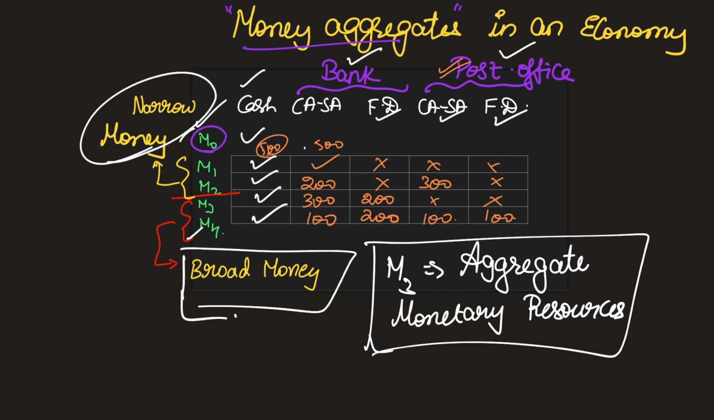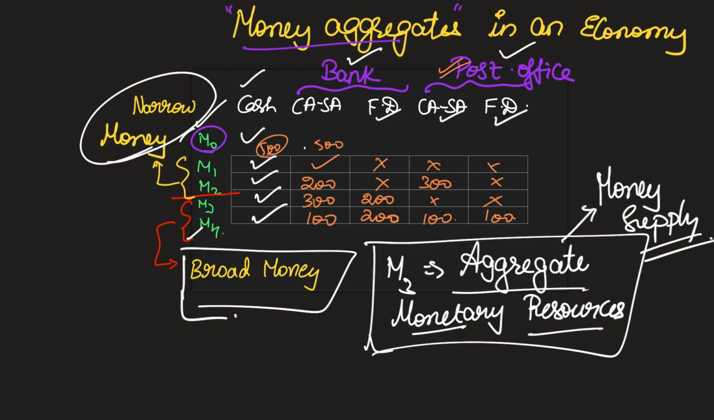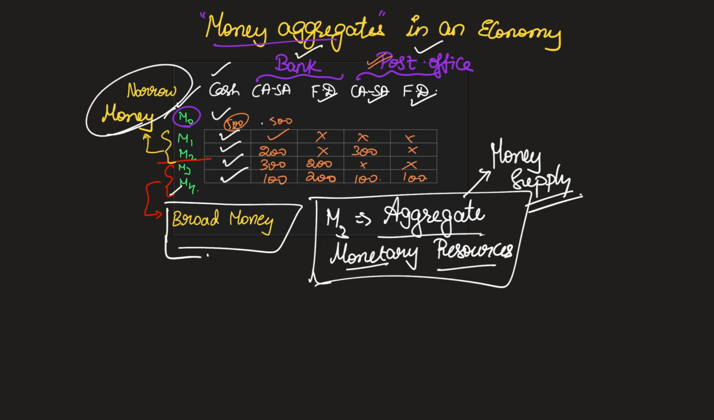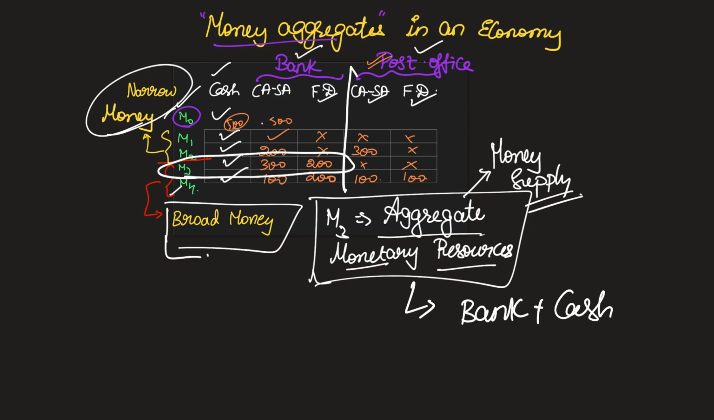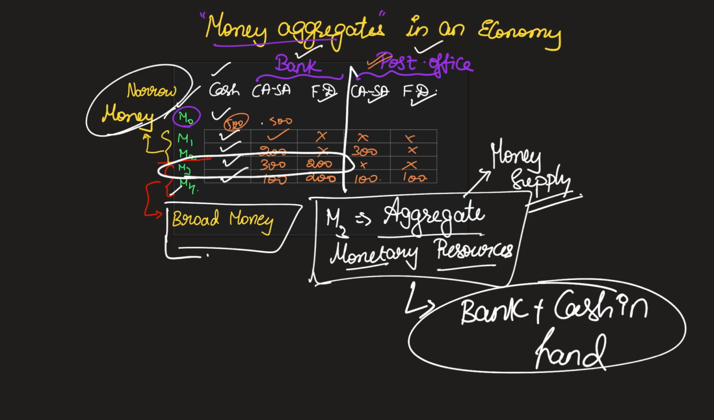So M3 is actually the money supply that we are talking about in our economy. Who says this? RBI. M3 is used by RBI to decide what is the money supply in our economy. It is also called aggregate monetary resources. And simply put, it does not take the post office part into consideration. So the simplest way to remember is whatever money is there in a bank plus cash in hand together constitutes the money supply in an economy according to M3.